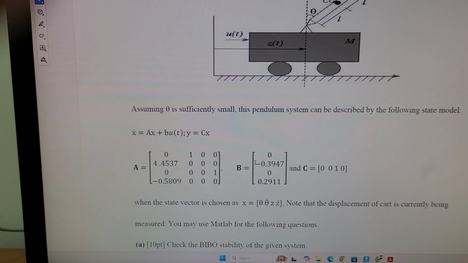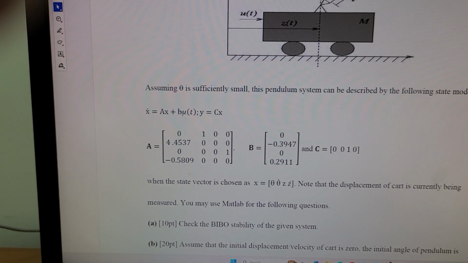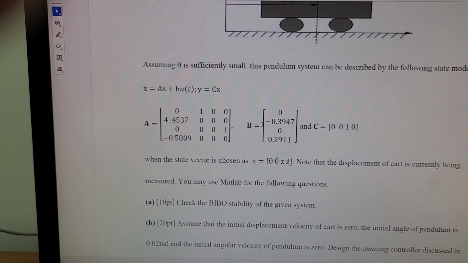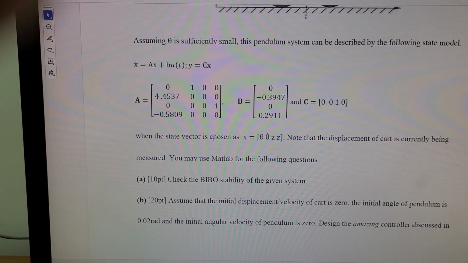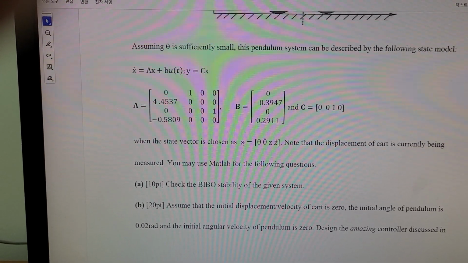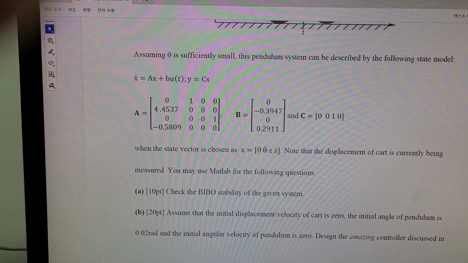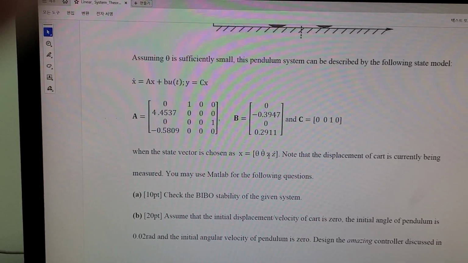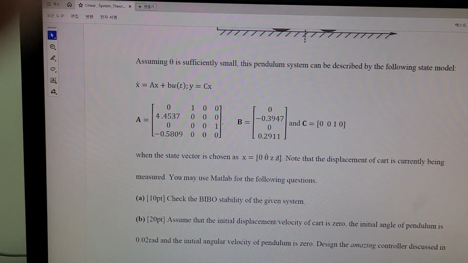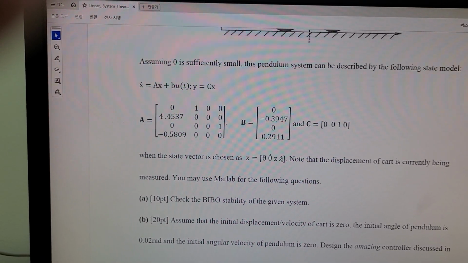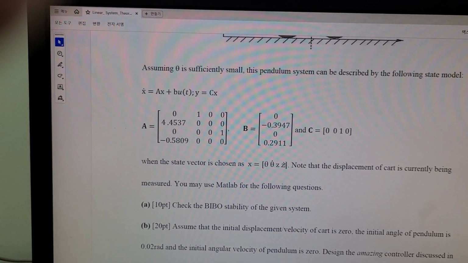This is the state space form. The inverted pendulum system is given in the state space form x dot = Ax + Bu. This is the A matrix, the system matrix. This is the input matrix B, and C is the output matrix. The state vector is x = [theta, theta dot, z, z dot], where theta is the angular position, theta dot is the angular velocity, z is the linear displacement of the cart, and z dot is the linear velocity of the cart.